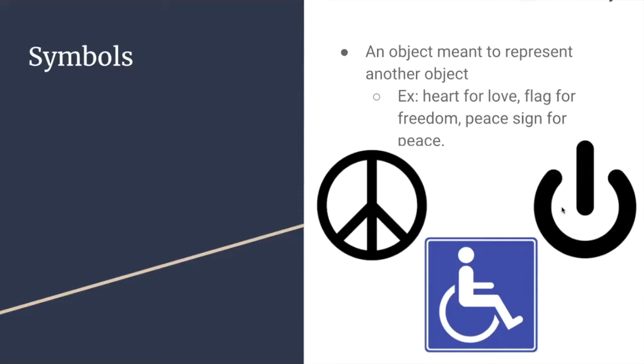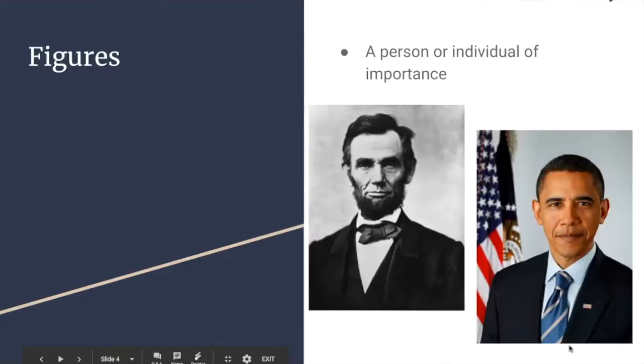Or this button right here, what does this look like? Looks like a power button, right? Or this sign here, we know where not to park because this is a handicap sign, and that means it's for handicapped people. And then next, we have figures.